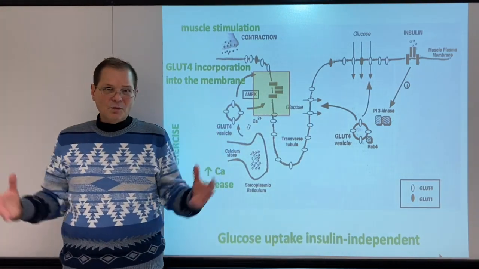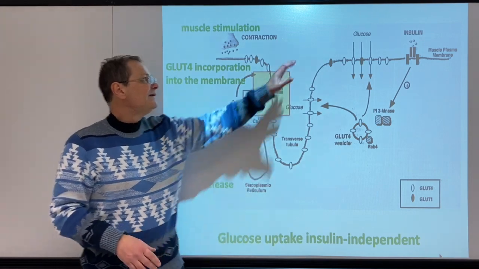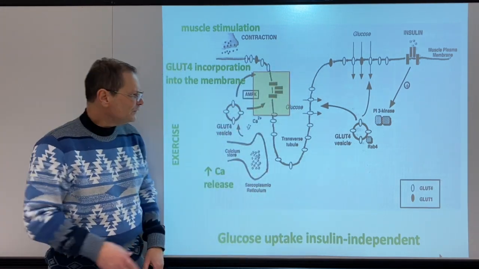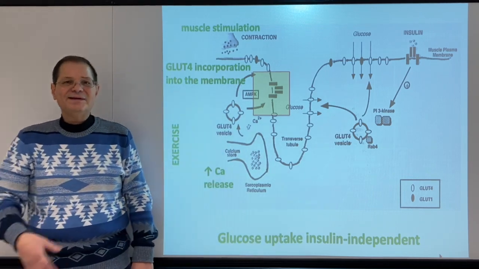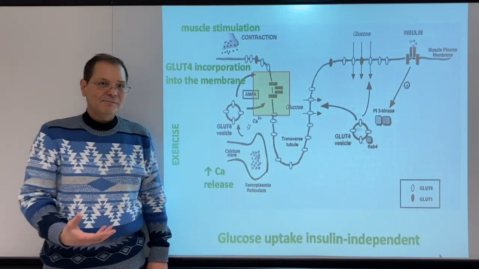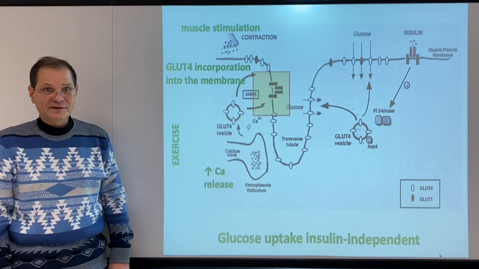So your systemic hormonal response is to maintain plasma glucose. Your local response is to make sure that that glucose has a way to get into the cell and sustain the increase in metabolism. All right?